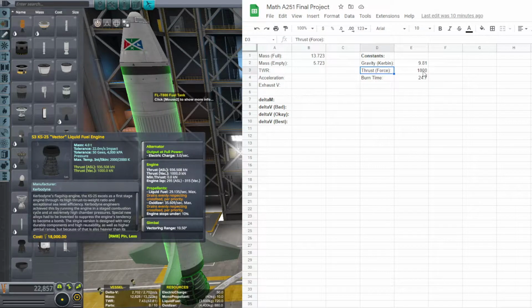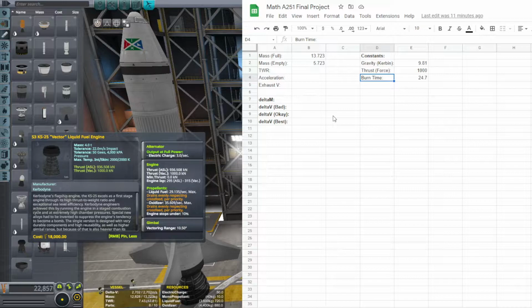Here's the thrust of our engine, where we're going to be using maximum thrust, and we're also going to be using the vacuum thrust, which I'm not going to get into details about. But that's 1,000 kilonewtons of thrust. And our burn time, which I figured out just by counting how long it took, is about 24.7 seconds total. So what can we do with this information?